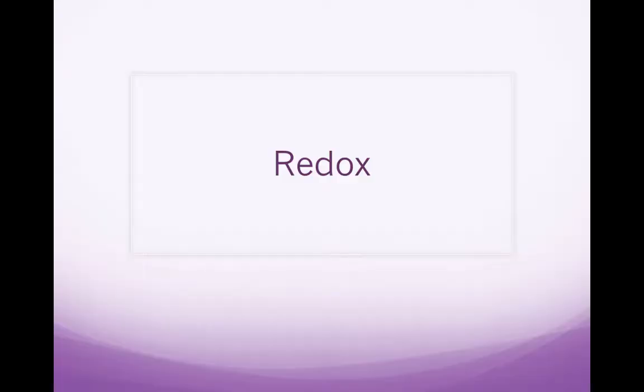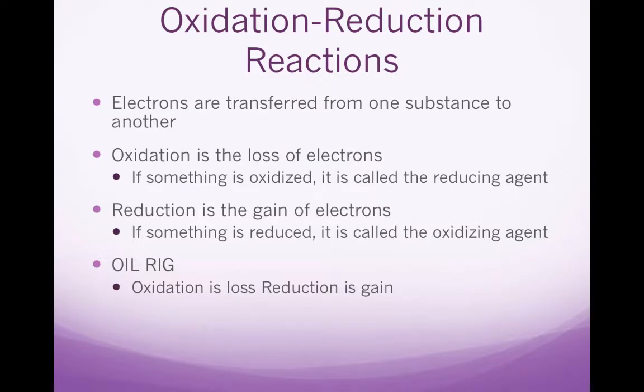In this lecture, we're going to talk about redox reactions. So redox, oxidation-reduction reactions, or redox reactions, are reactions when electrons are transferred from one substance to another. So oxidation is the loss of electrons, and we say if something is oxidized, we call it the reducing agent, and reduction is the gain of electrons. So if something is reduced, we call it the oxidizing agent.